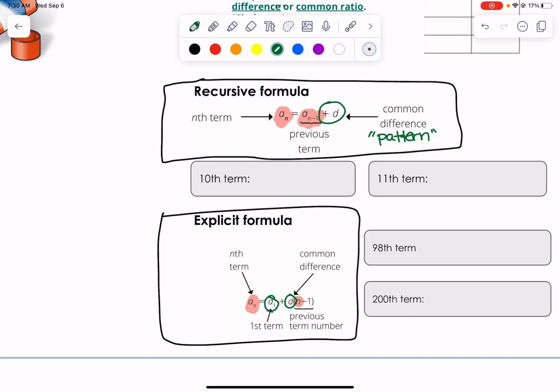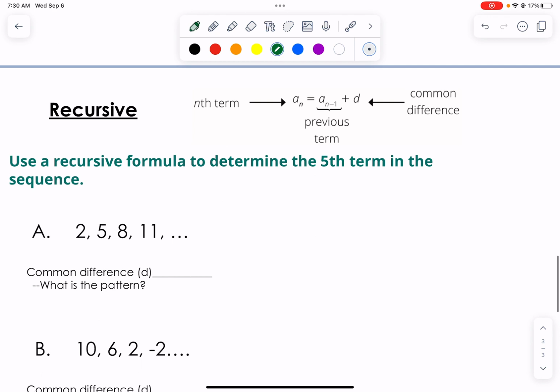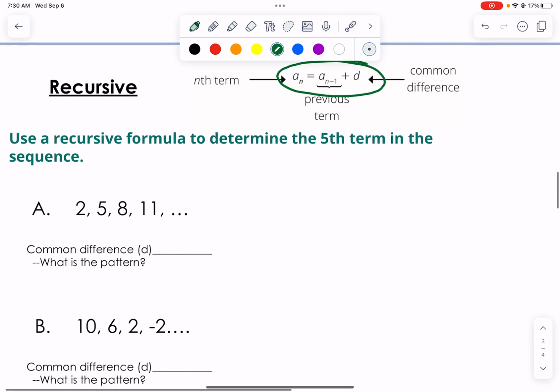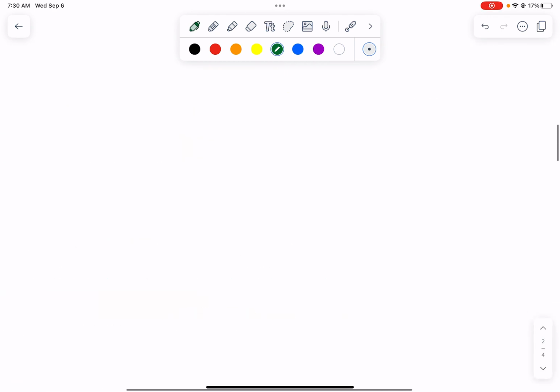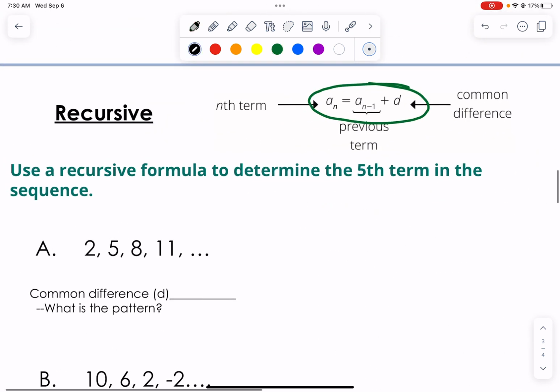So let's start with the recursive formula. If we go to the notes, we're going to use the recursive formula right here, and we're going to write the formula. So for A, it says 2, 5, 8, 11. We're going to write this just so we have it to work with. And notice that this n minus 1 is small.